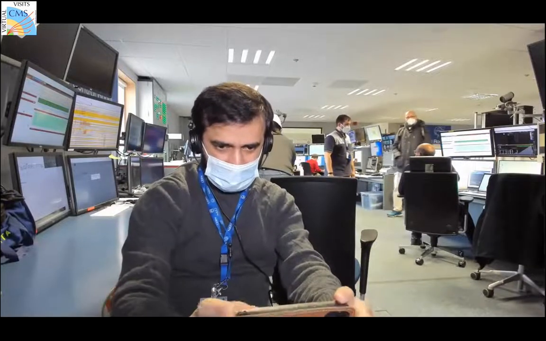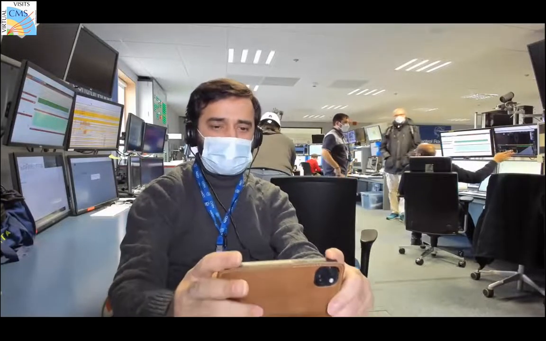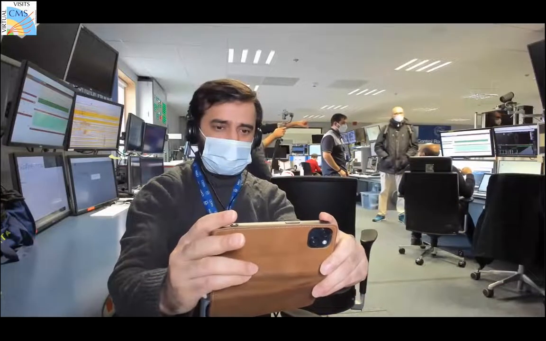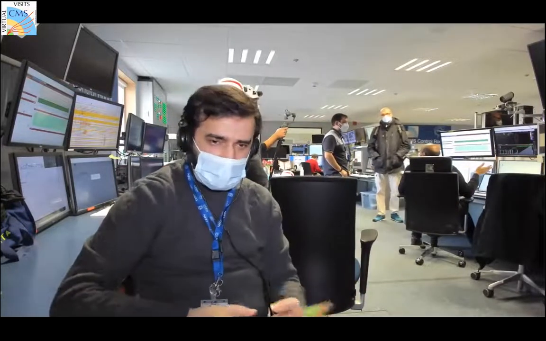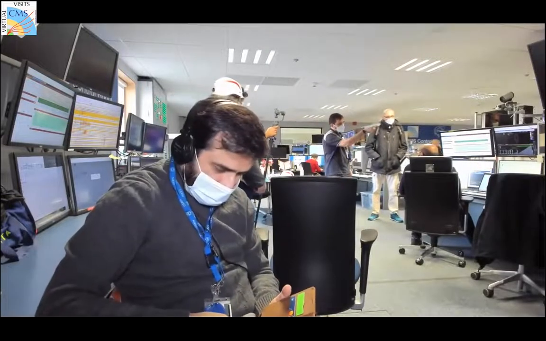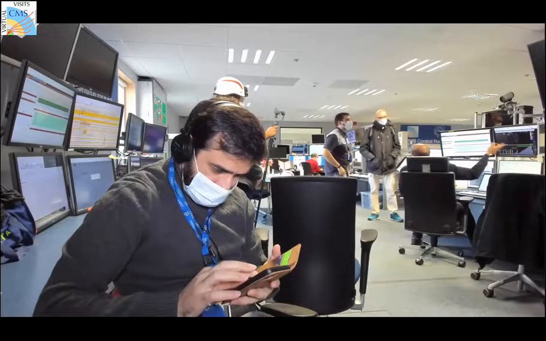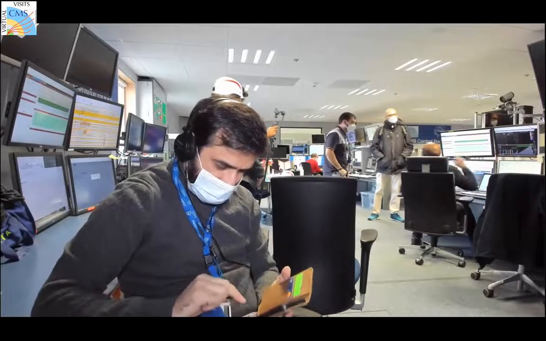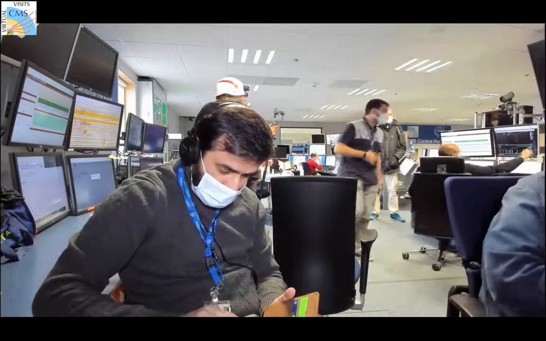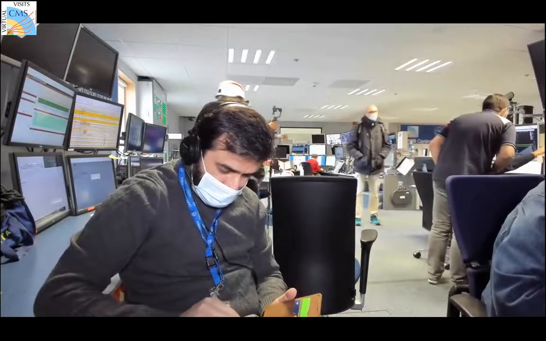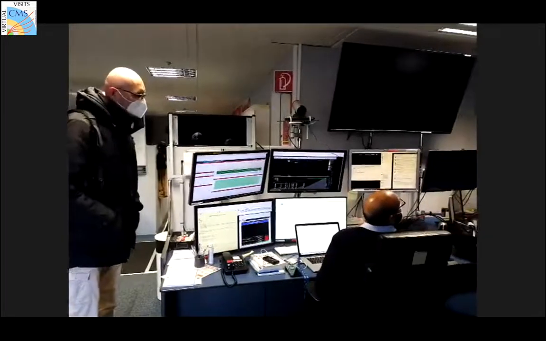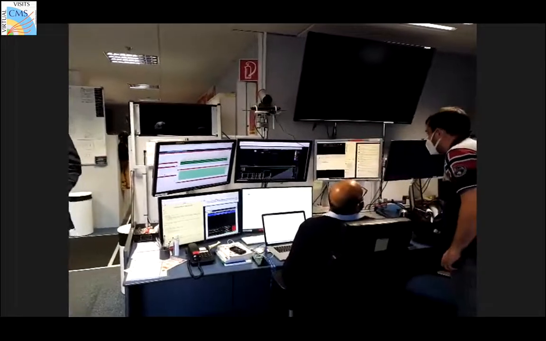So this is the CMS control room in front of us, and you can see a lot of screens here, and there is a person sitting here. The idea is that when we have proton collisions, for example, and we are collecting the data, we have to make sure that the operations are going smoothly and the data taking is fine and there are no problems going on with that. And we have a whole central shift crew team that are responsible for making sure that the data collection is going on fine.